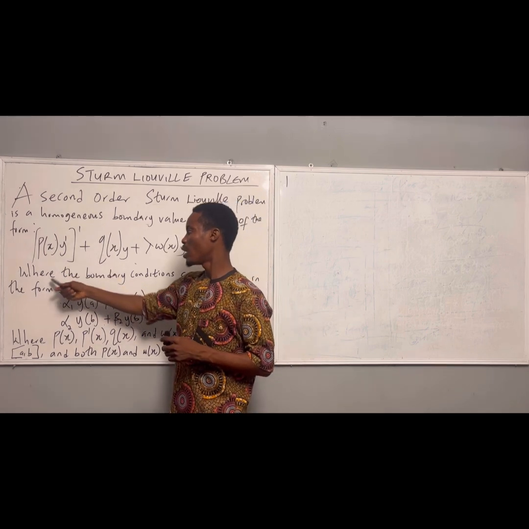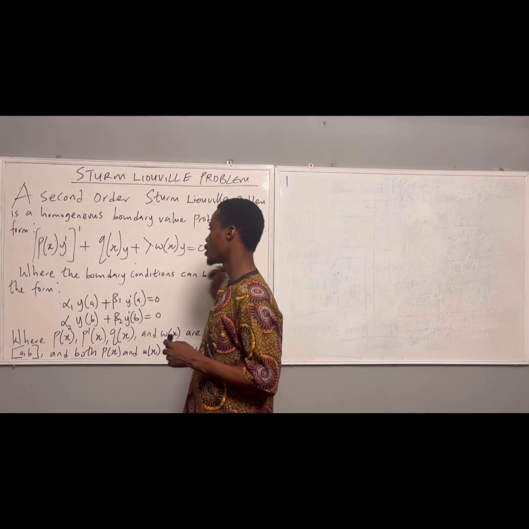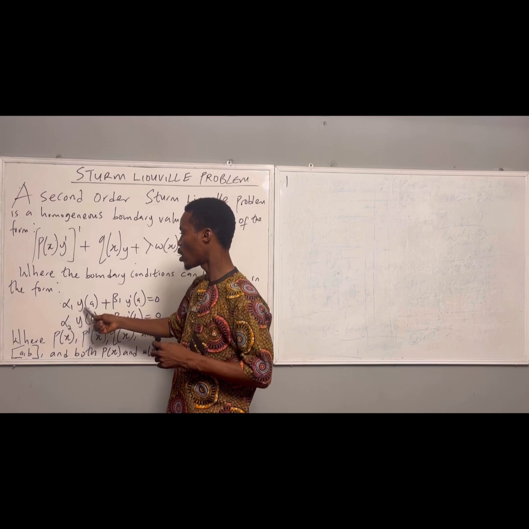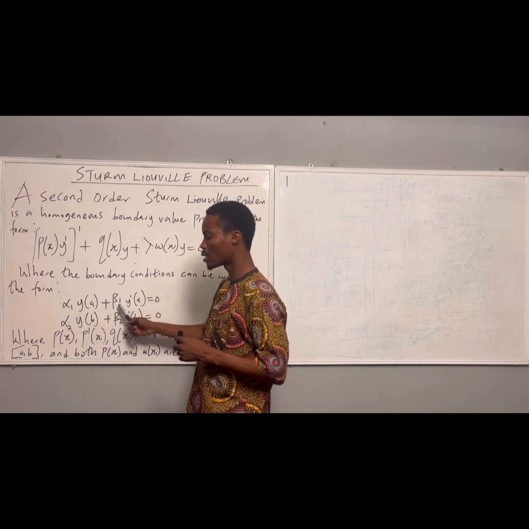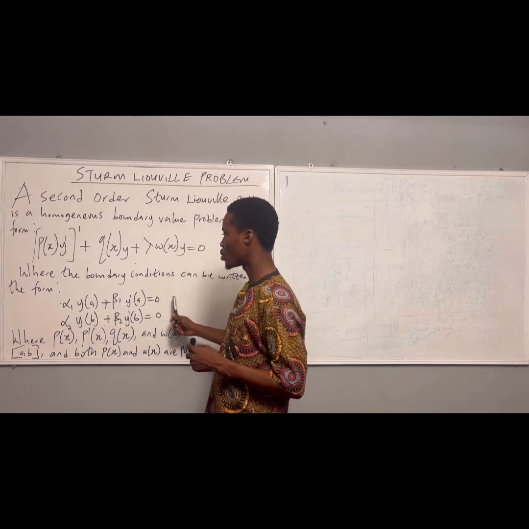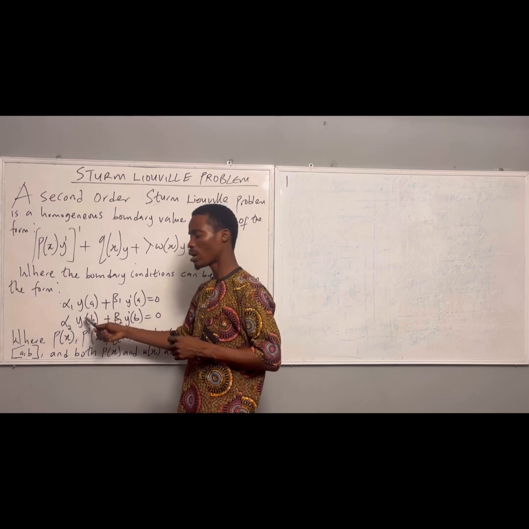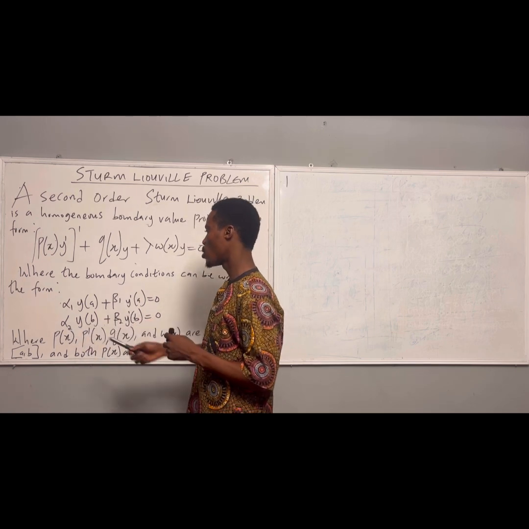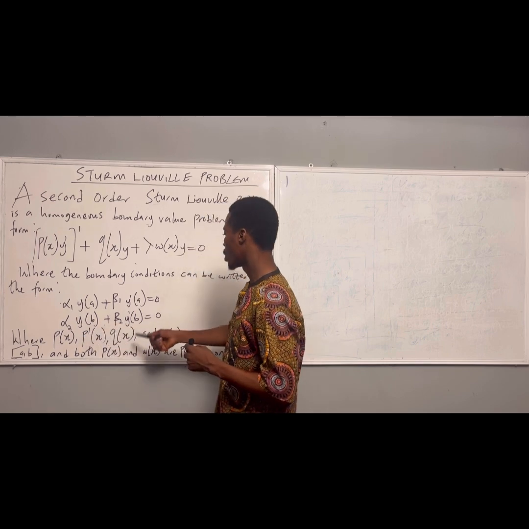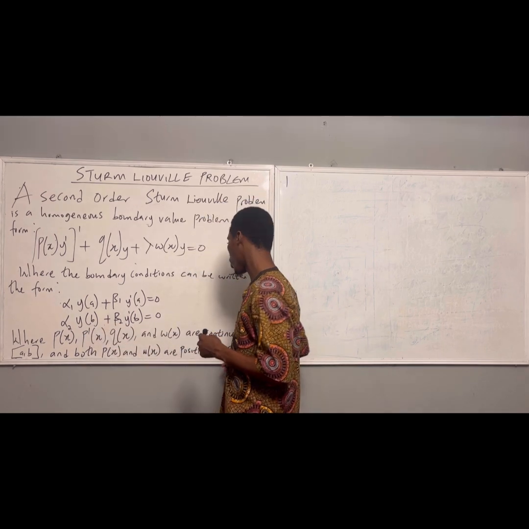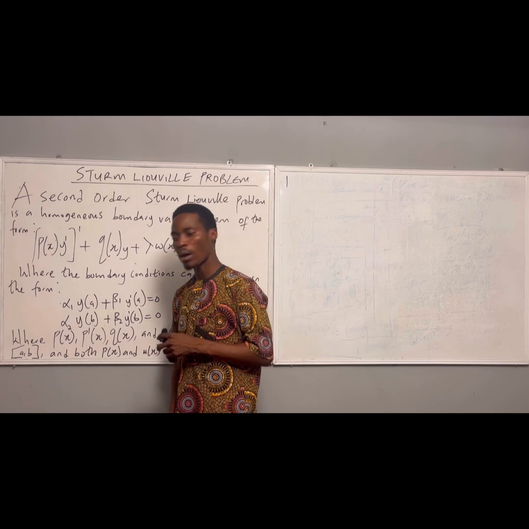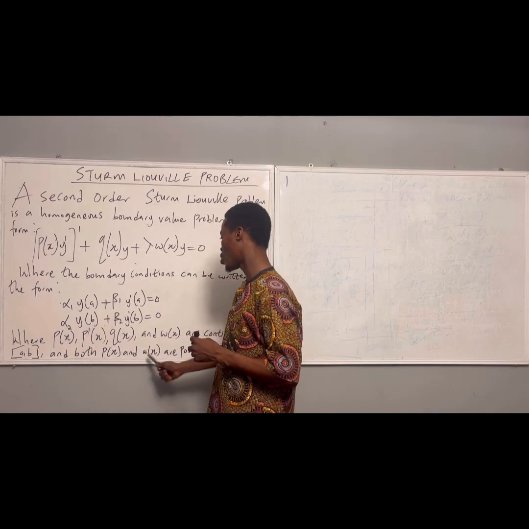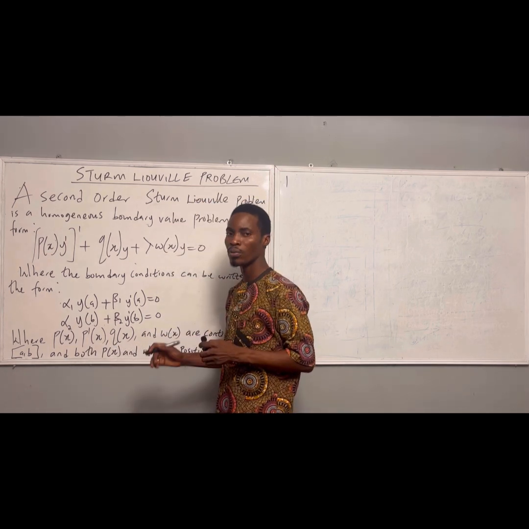The boundary conditions can be written in the form alpha 1 y(a) + beta 1 y'(a) = 0, alpha 2 y(b) + beta 2 y'(b) = 0, where p(x), p'(x), q(x) and w(x) are continuous on [a, b], and both p(x) and w(x) are positive on [a, b].